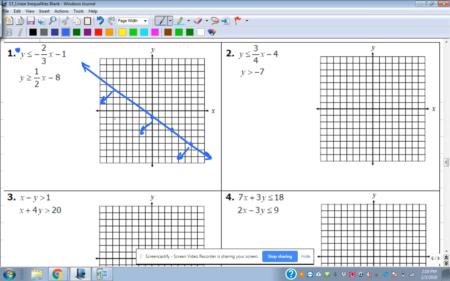And I'm just going to put arrows on there because I'm going to draw another graph. I'm not going to shade that whole thing. I'm just going to shade the solution area once I get done. So I'm going to graph the second one in red. Where do I start? -8. 1, 2, 3, 4, 5, 6, 7, 8. And a 1/2 slope.